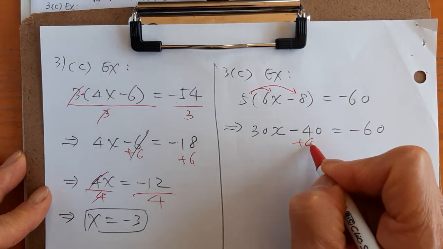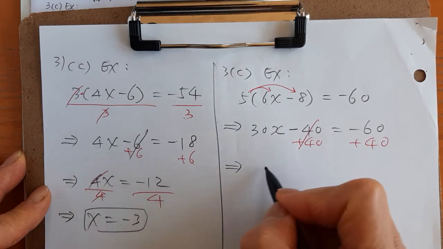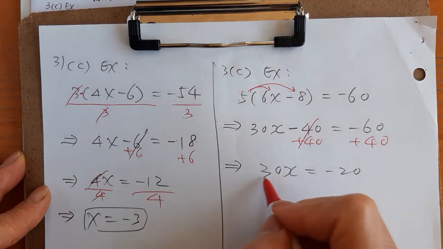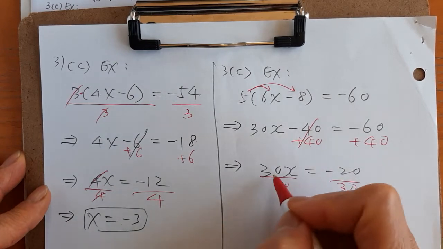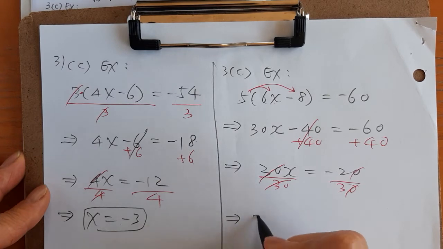And then you add 40 to both sides, and you will get 30x equals negative 20. Then divide by 30 on both sides. Cancel, and this 0 cancels. So you will get x equals negative 2/3.